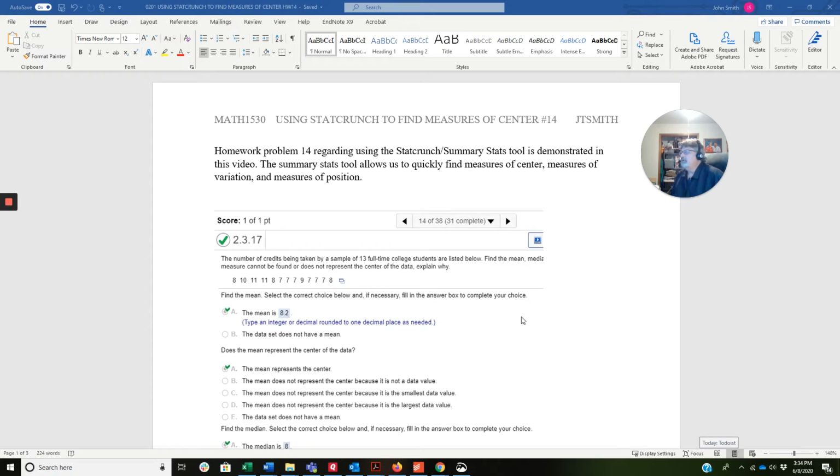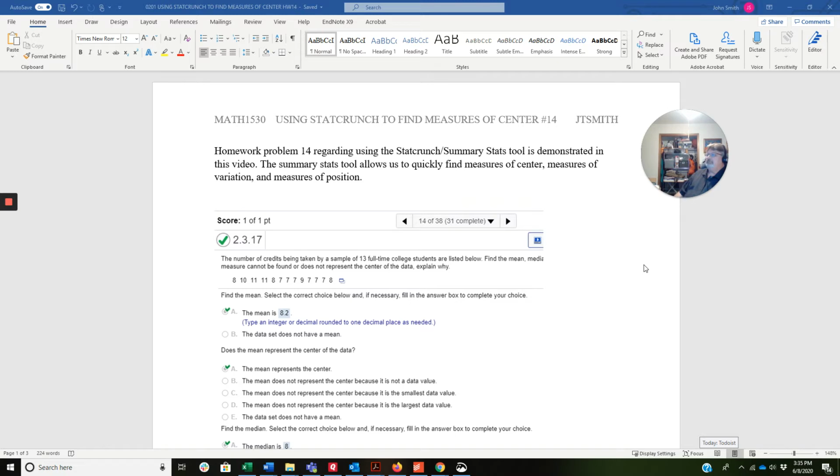Okay, we're going to move away from frequency distributions and histograms to move on to using the summary statistics. Some courses call these descriptive statistics, but it's a tool within StatCrunch that is extremely valuable, and we're going to be using it over and over and over again during the rest of the semester. We're going to use it for this question regarding finding measures of center, but we can use it to find measures of center, measures of variation, and measures of position.